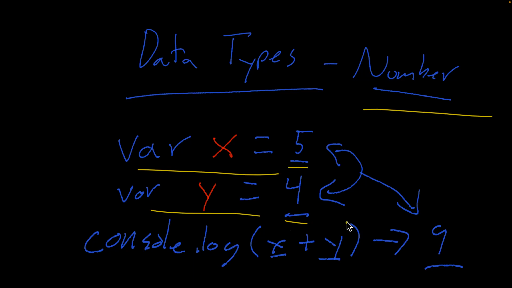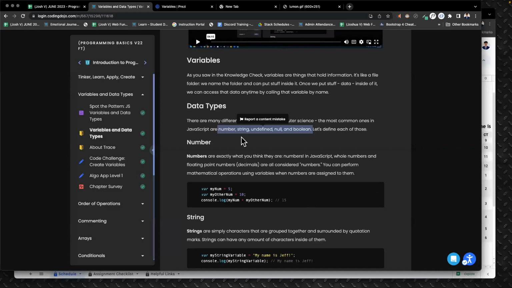We said we had 5, right? So let's go over number 2. String. Did anyone do the reading? Can someone tell me what a string is? A string is a data type of a selection of characters, like letters. Basically a sentence.